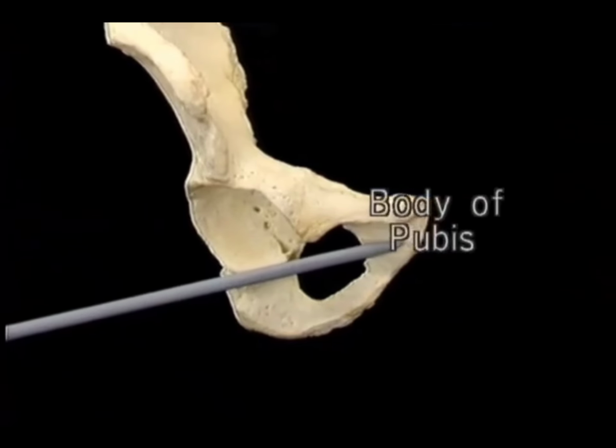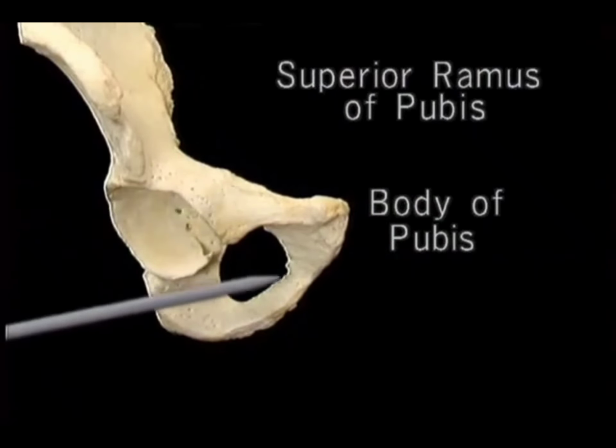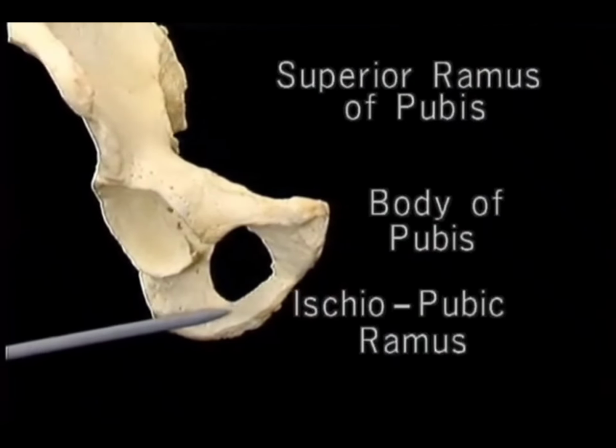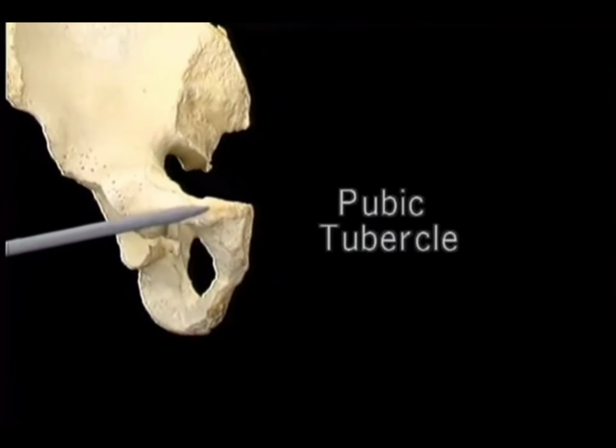This is the body of the pubis. This is the superior ramus of the pubis, and this is the ischiopubic ramus. This prominence is the pubic tubercle, to which the inguinal ligament is attached.